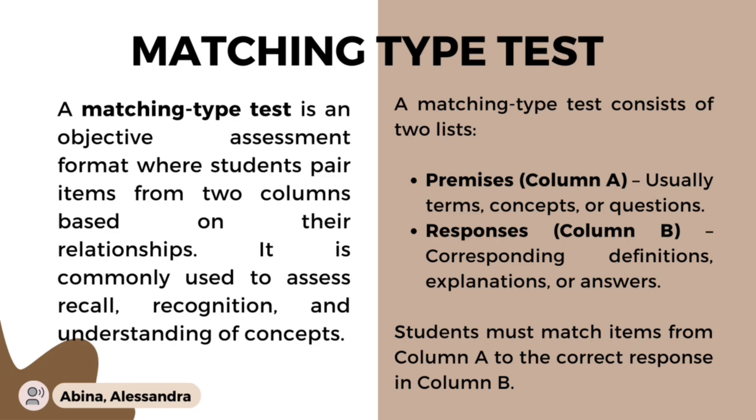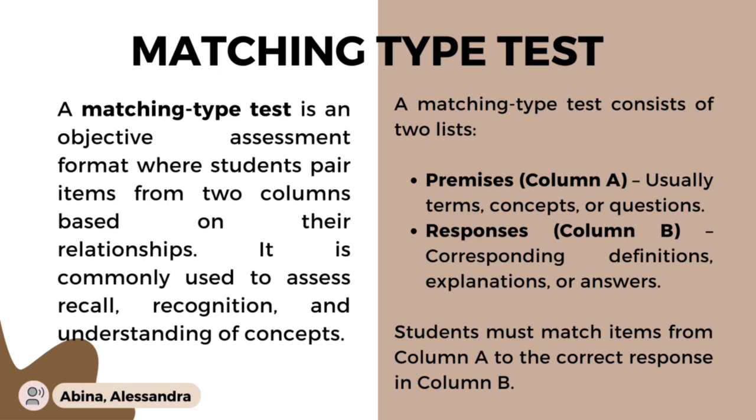In this test, you are given two columns. One column usually has terms, concepts, or questions, and it is called premises or column A. And the other column, which is column B, is called responses. It has the matching answers, definitions, or explanations.